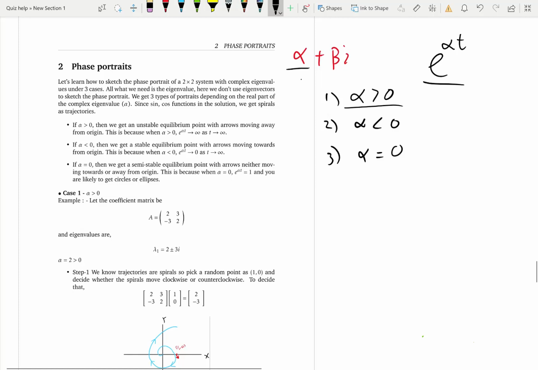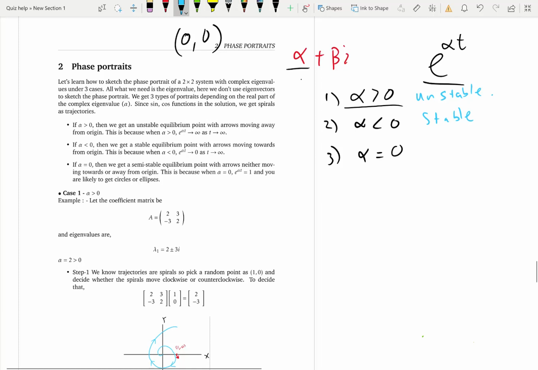So when time moves on, the arrows in your phase portrait will be moving away from the origin, right? Again, the origin is the equilibrium point. Don't forget that, okay? That's something that we set aside in the beginning of chapter 8. So the arrows will move away. So when alpha is positive, (0, 0) is an unstable equilibrium point. Now when alpha is negative, it's an exponential decay. So when time goes on, the arrows will approach the equilibrium point, right?